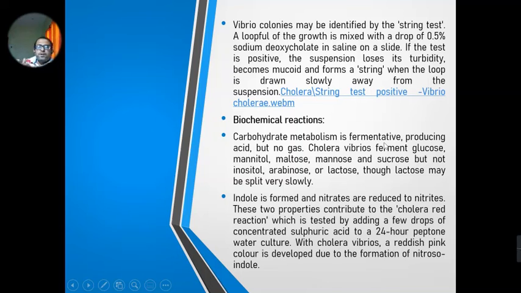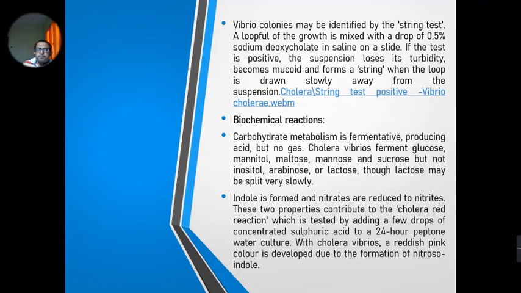Now, these Vibrio cholerae bacterial colonies can be easily identified. Suppose we have isolated the bacterial colonies on this medium. To confirm whether the isolated colonies belong to the Vibrios or to other bacteria, a simple test is there. That test is known as the string test. Now, how do we carry out this test?